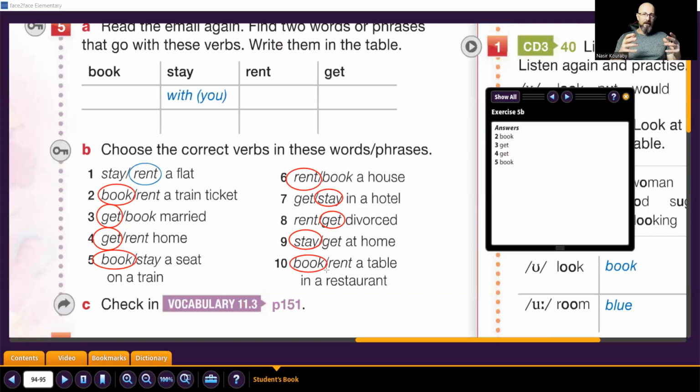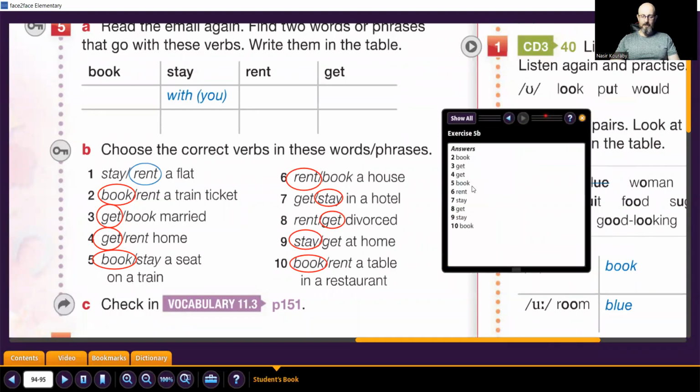So at the beginning, guys, maybe you don't understand why this word comes with this word. Memorize it like this for now. After that, you will understand. Okay. And here are the other answers. Okay.